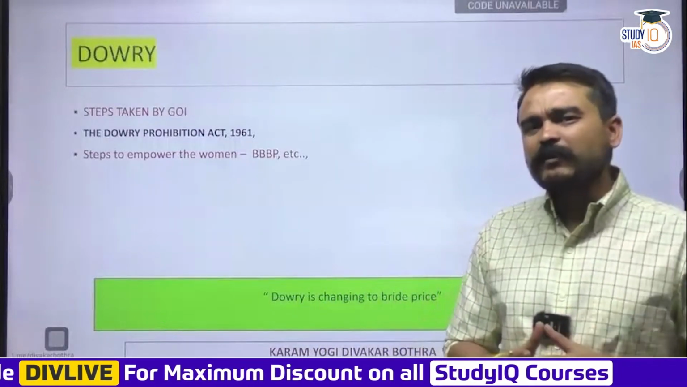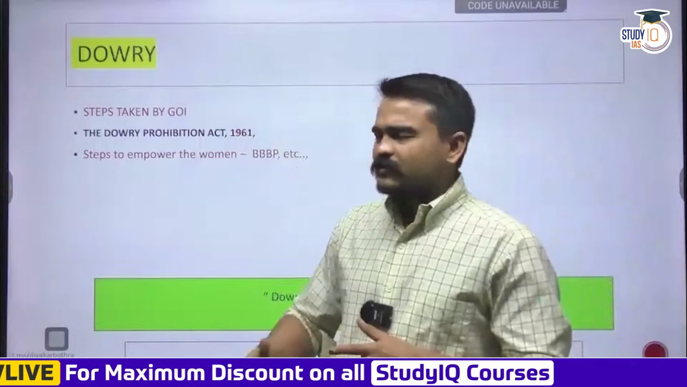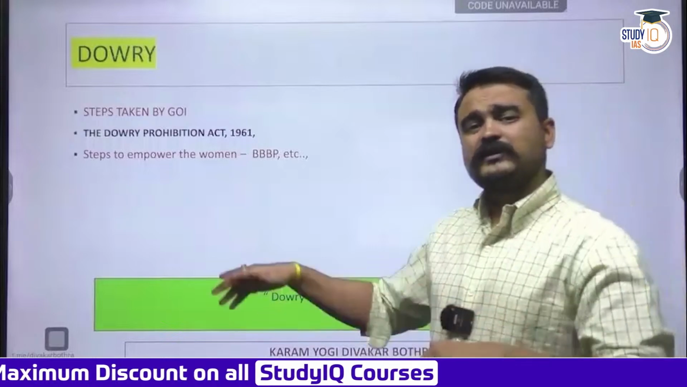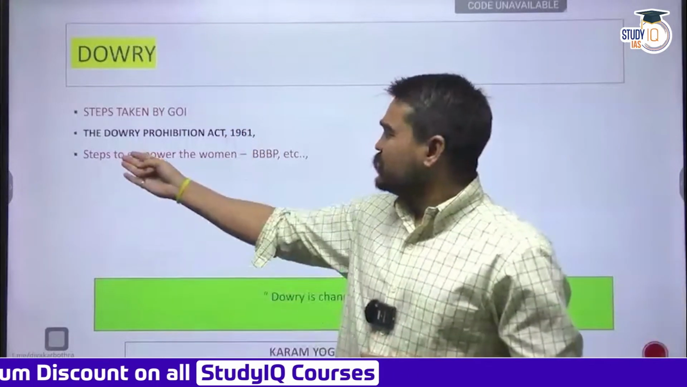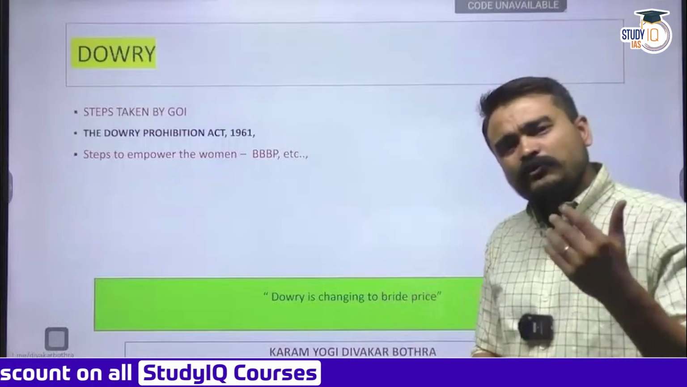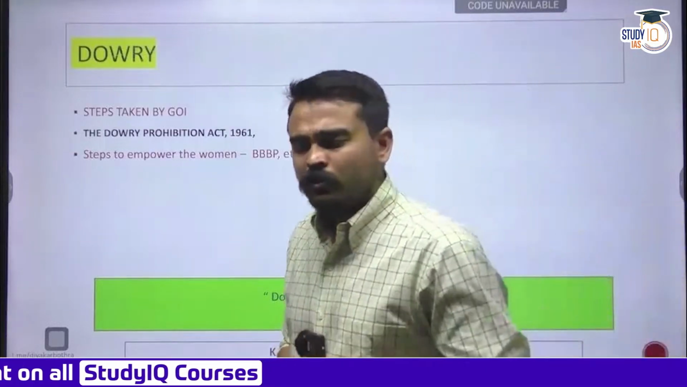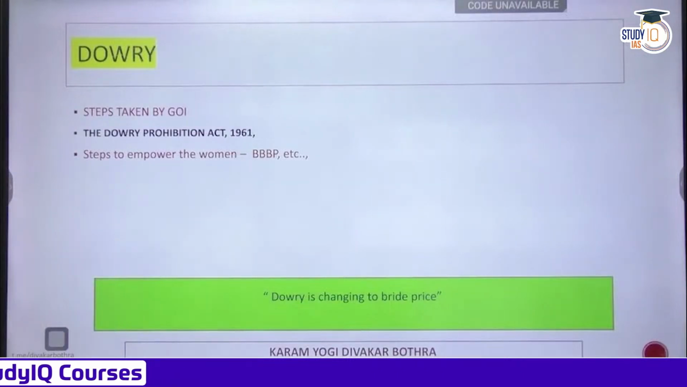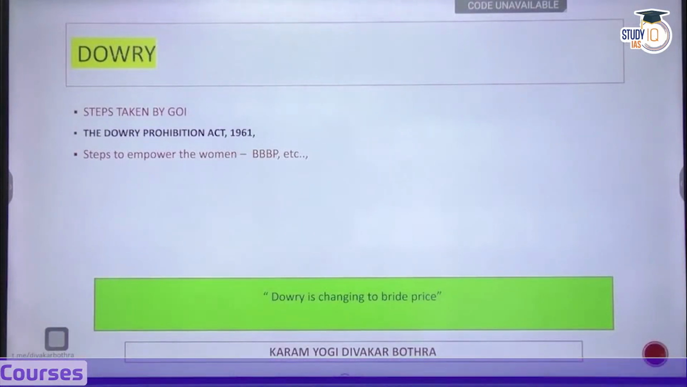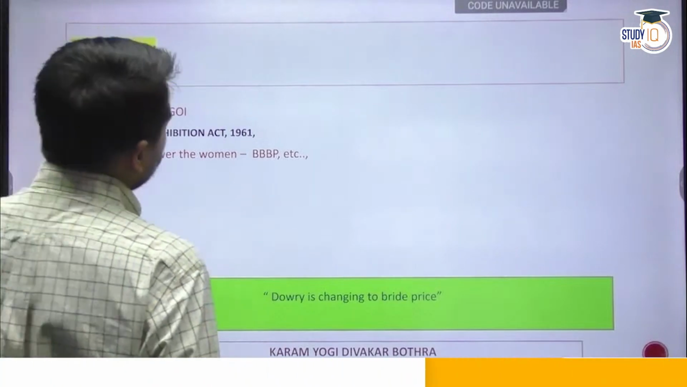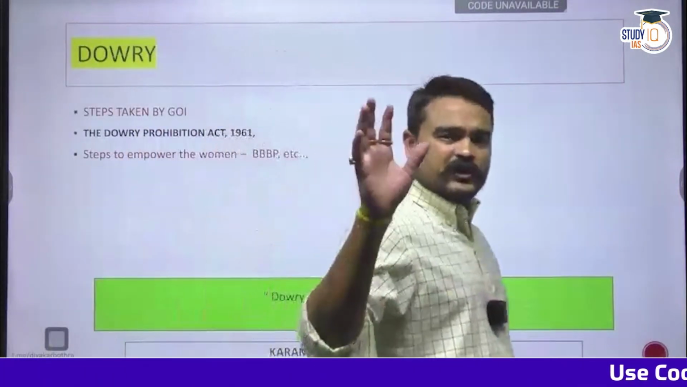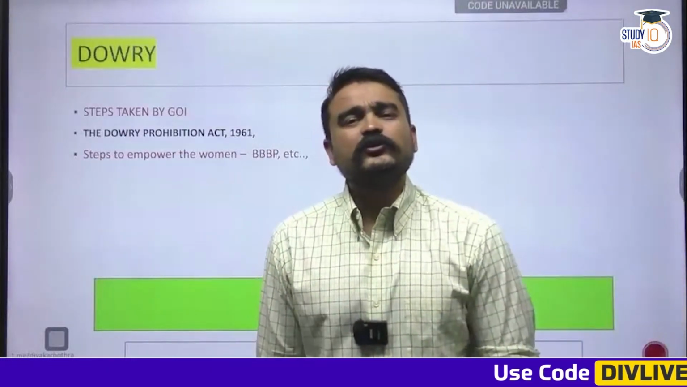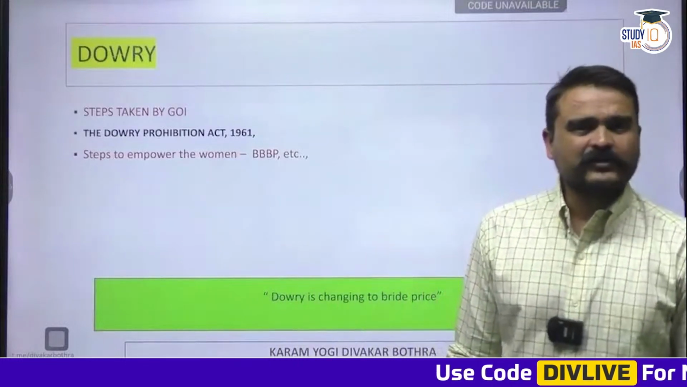Now, what are the steps taken by the Government of India with respect to dowry? Dowry Prohibition Act, but you know it well. Surveys say 95% of marriages are still engaging in dowry. Steps to empower women. There are also certain policies made in order to empower women, for example, Beti Bachao, Beti Padhao, and awareness campaigns. Many campaigns have been undertaken to largely ensure that dowry is not adhered to, or asked for, by the groom's family.